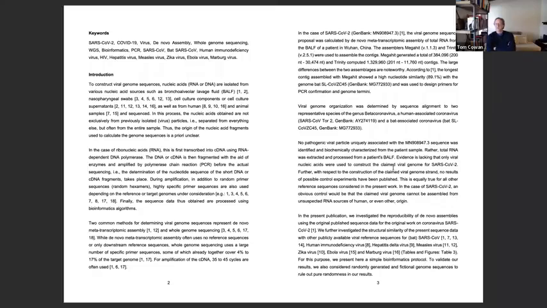Further, with respect to the construction of the claimed viral genome strand, no results of possible control experiments have been published. This is equally true for all other reference sequences considered in the present work. Those are other virus sequences. In the case of SARS-CoV-2, an obvious control would be that the claimed viral genome cannot be assembled from unsuspected RNA sources of human or even other origin.